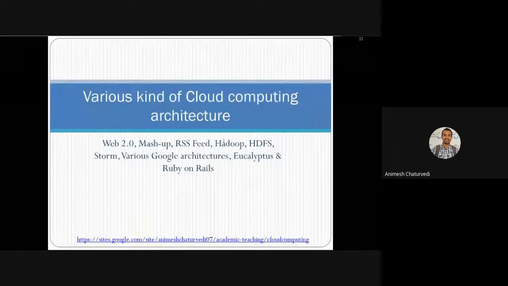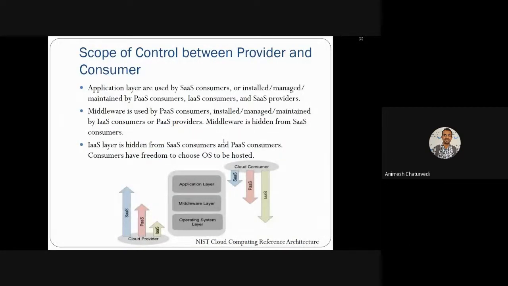Then we'll see the scope of control between the providers and consumers. What does it mean in this service diagram? You can see the application layer is at the topmost part, the middleware layer is in the middle, and the operating system layer is at the lowermost part. There are two ends: service providers, meaning cloud providers, and at the top, cloud consumers. How much access you have and how much service you provide are defined in this diagram. We'll see three points: the application layer is used by the SaaS consumer.